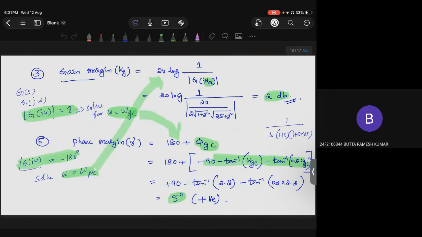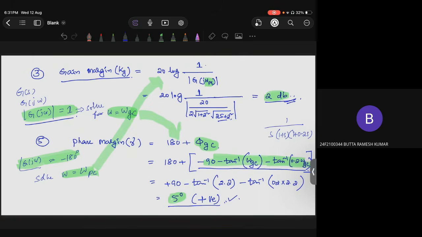The gain margin is 20 log 1 by the magnitude of G of j omega PC. Substitute that PC value here, and you'll get 2 dB. Similarly, the phase margin is 180 plus phi GC. What is phi GC? From the transfer function, you have this phi. Substitute your omega GC there. So you're getting plus 5 degrees. This is your phase margin.